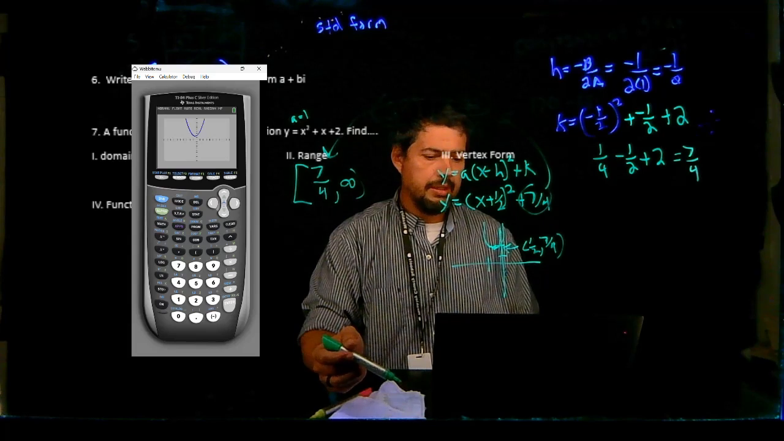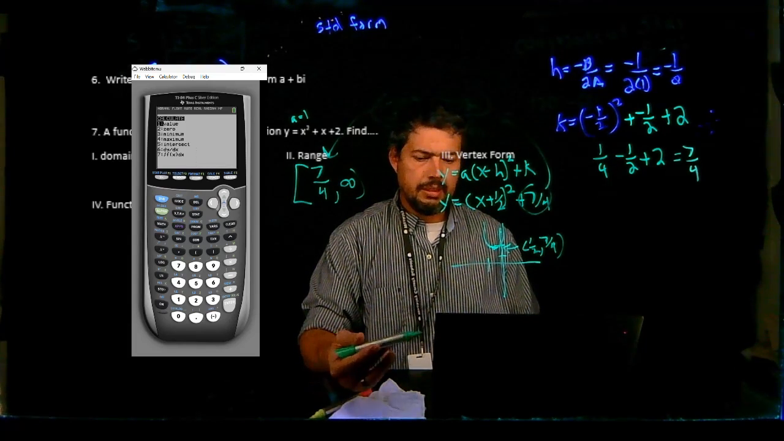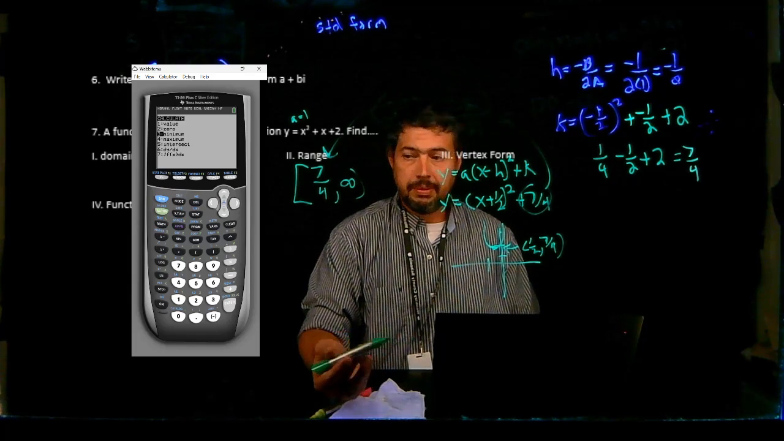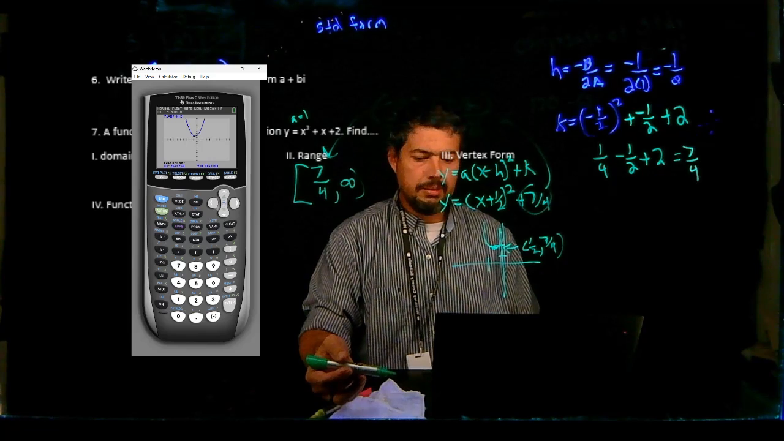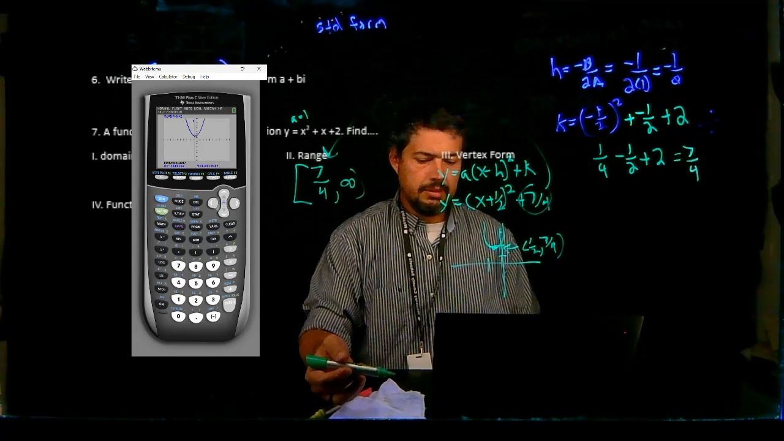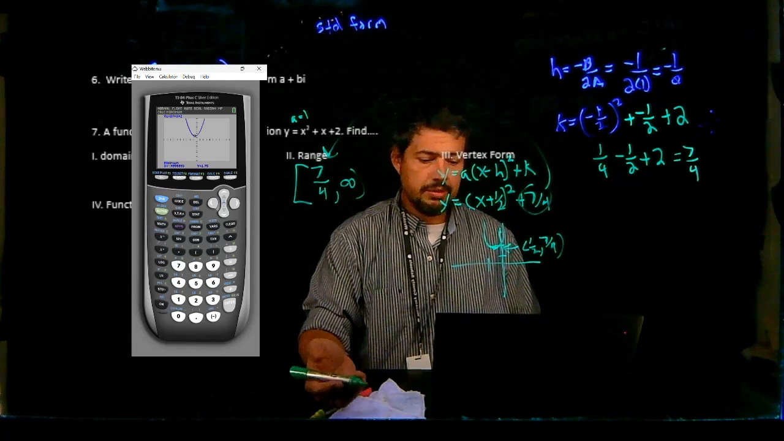Everything is there. If I want to know the vertex, I could hit second trace. I could have chosen 3 for a minimum, which, by the way, is what this thing asks. It asks for a minimum value. I get left and I press enter. I get right and I press enter. And then I press enter for a guess. And there she is. There's your negative 1/2, and there's your 1.75, just like I told you.